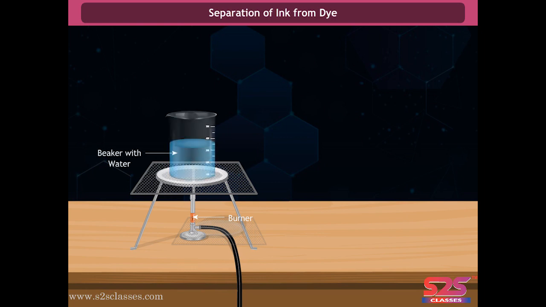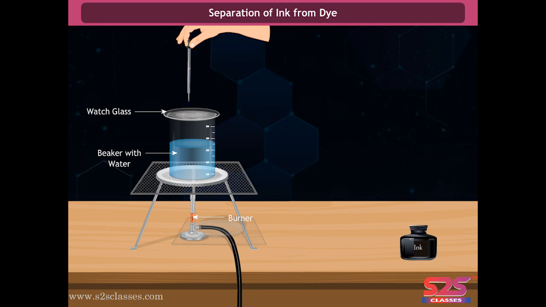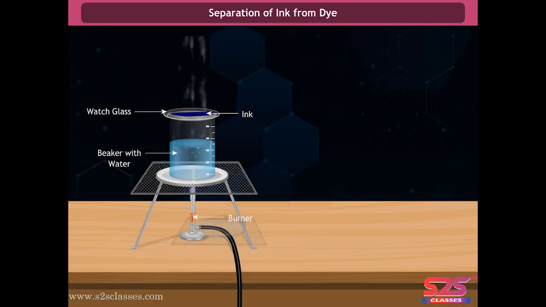Fill half a beaker with water. Put a watch glass on the mouth of the beaker. Now put a few drops of ink on the watch glass. Now start heating the beaker. We do not want to heat the ink directly. You will see that evaporation is taking place from the watch glass.